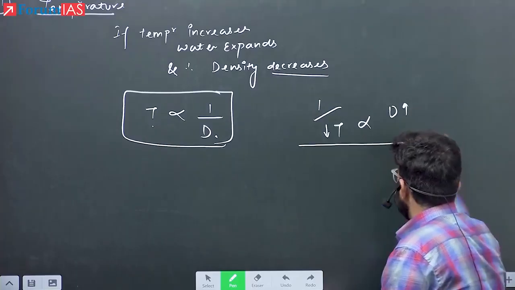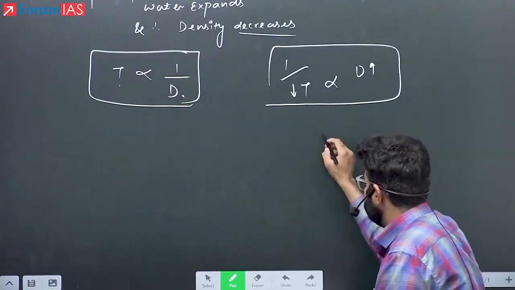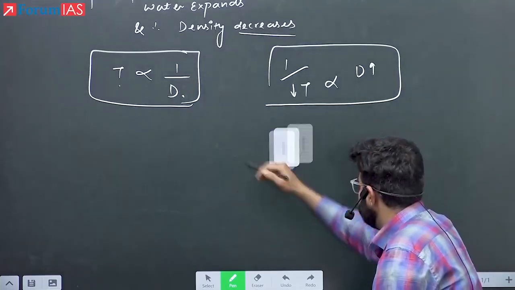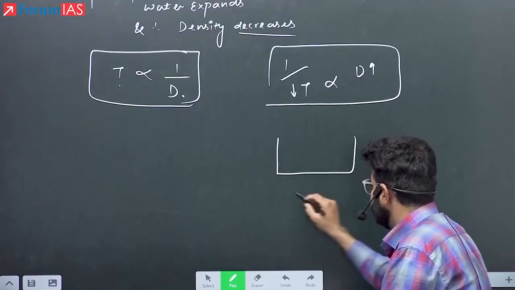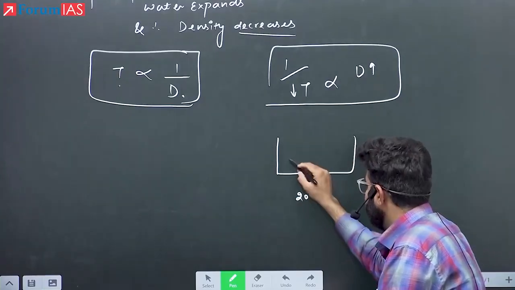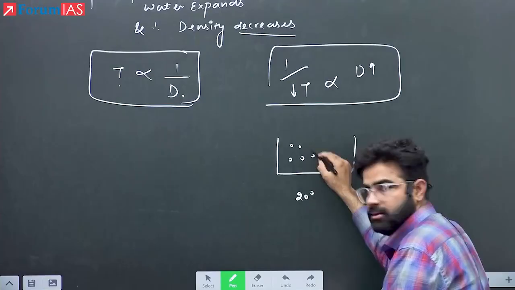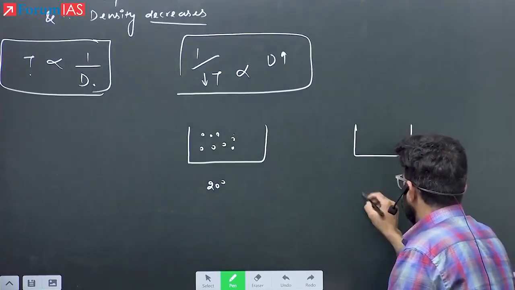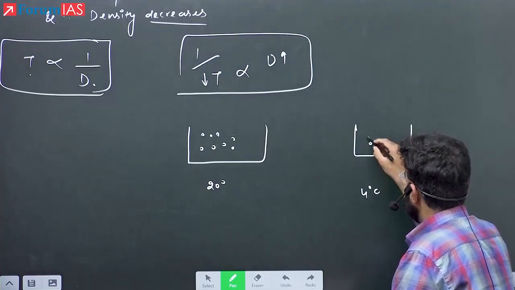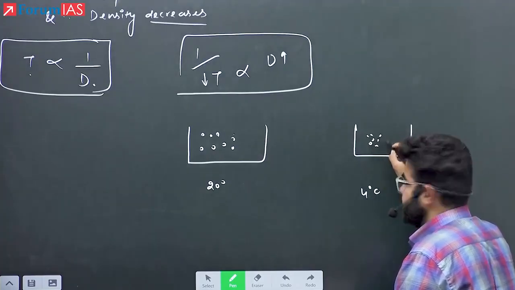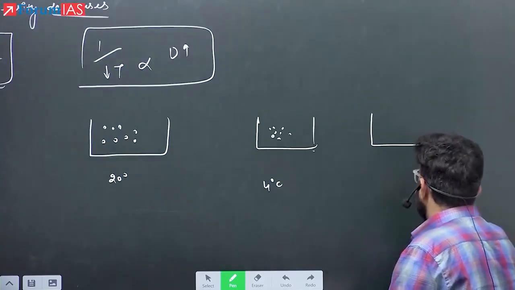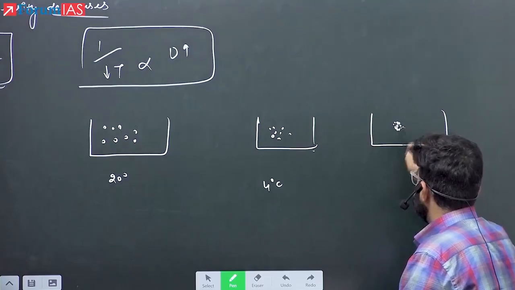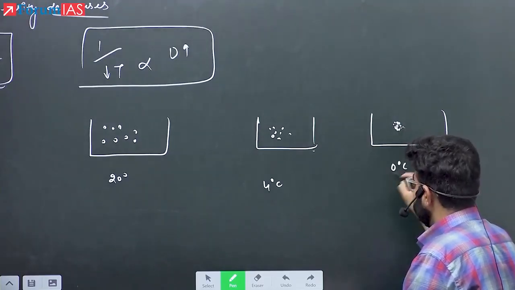density is increasing. Yes? Now, what is the meaning? The meaning is the water molecules are coming closer to each other. Now, see here, I am just giving you two waters. One is at, let's say, 20 degrees C, and the molecules are placed in this manner. Okay? Now, the second water I'm giving you at, let's say, 4 degrees C, and the molecules of the water are coming closer to each other. The third water is at 0 degrees C, and this is your ice, है ना? The density is maximum at 0 degrees C.